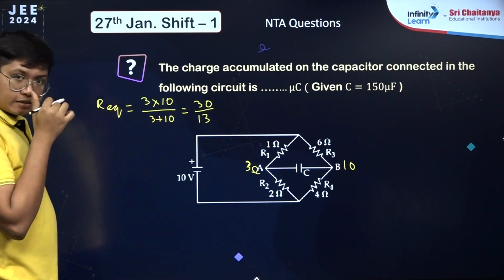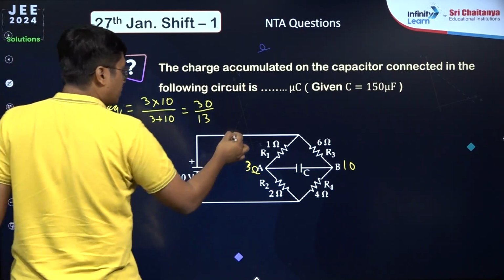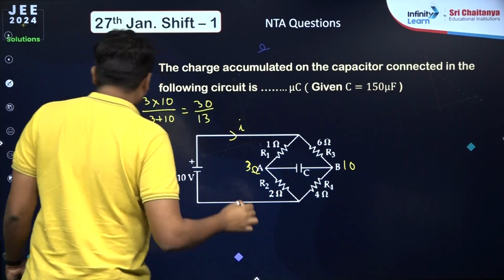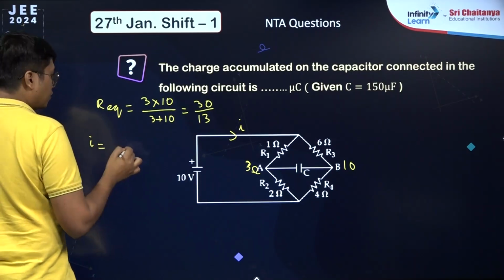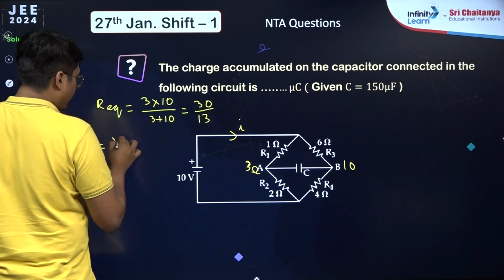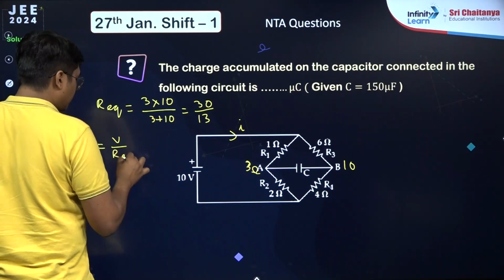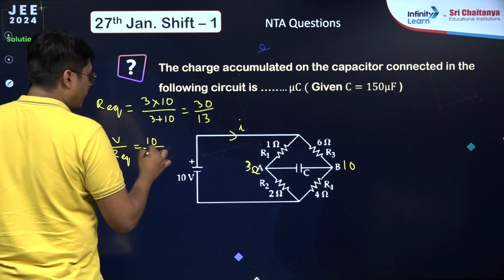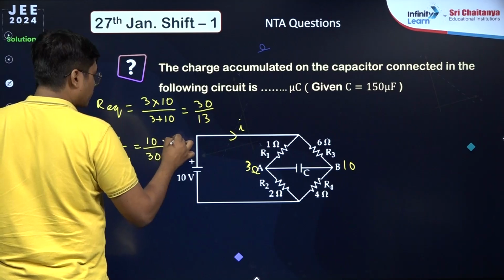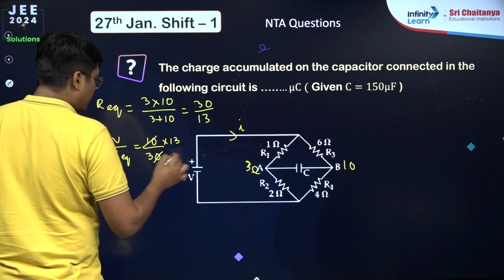That is the resistance. From there I can get what is the main current coming in. The main current coming in, I is equal to V divided by that equivalent resistance, that is 10 divided by 30 by 13. So we get 13 by 3.